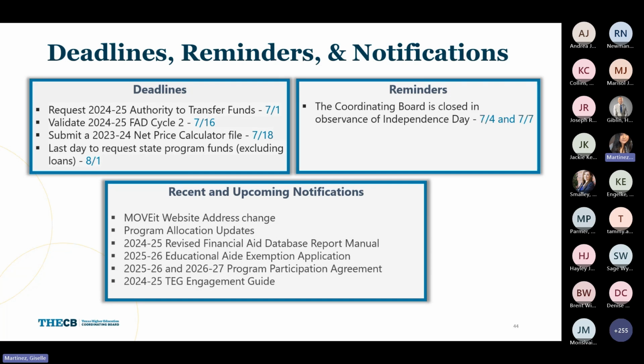And coming soon will be the educational aid exemption application, a list of institutions who participate in the educational aid program, and our student FAQs for the program. We are also going to send out the 25-26 and 26-27 program participation agreement to institutions soon. So keep a lookout for that. It's important to submit one each biennium in order to receive your funding. And lastly, the TEG engagement guide will be published later this summer for institutions who participate in the program. So keep a lookout for that too.